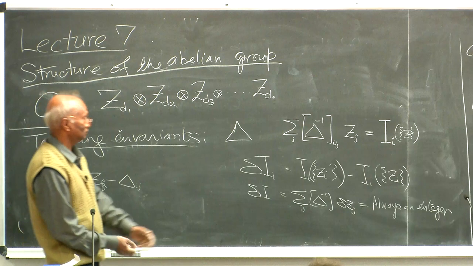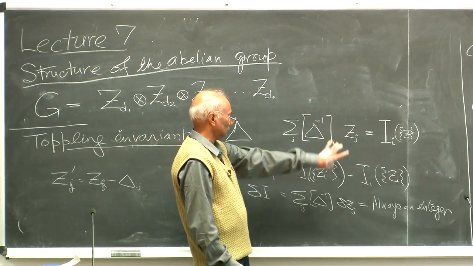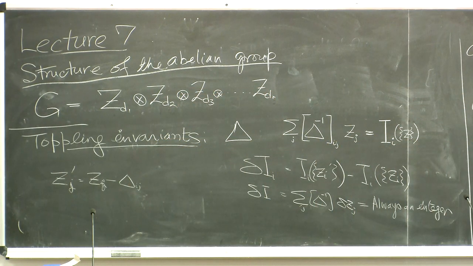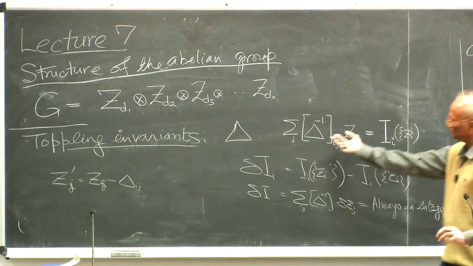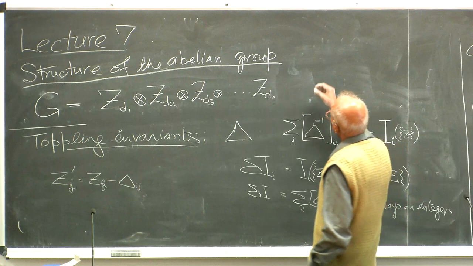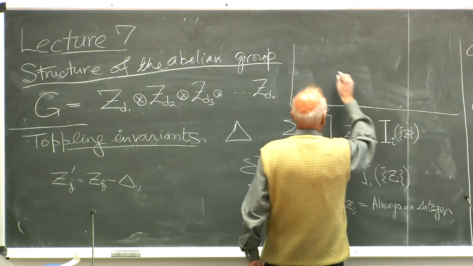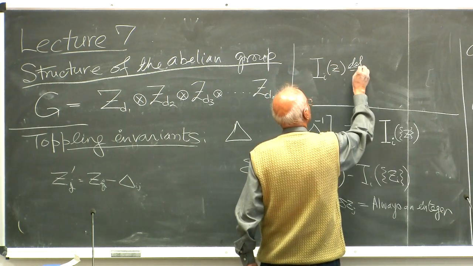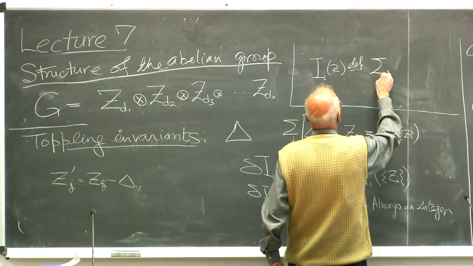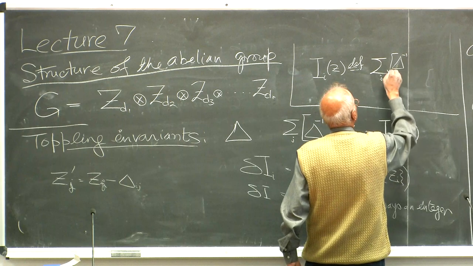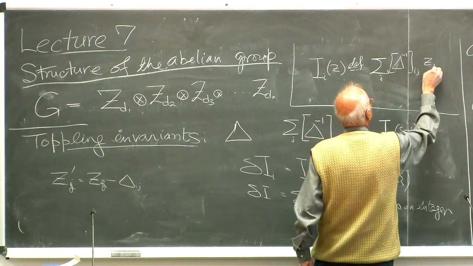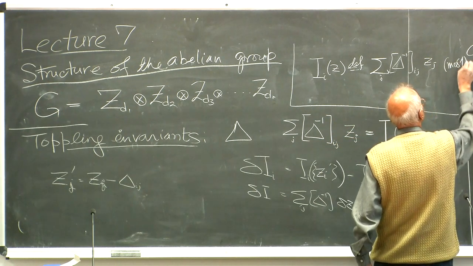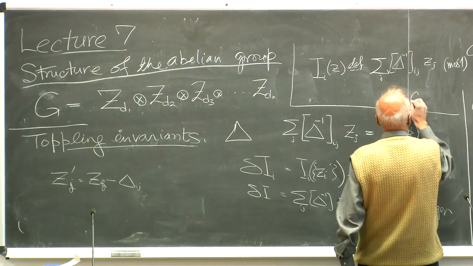So the elements of I_I were these elements, which were actually fractions, because delta inverse is a fraction, it is not an integer. But when I calculate this sum and I change it, it's always an integer. And so the result, which is straightforward to derive, is that I_I(z), by definition, let us write, the summation over j of delta inverse_ij z_j, mod 1 is equal to a constant.